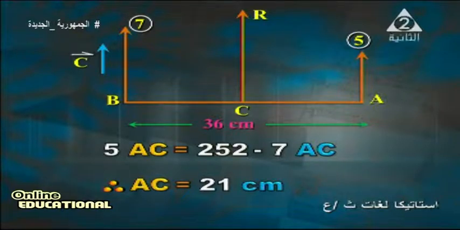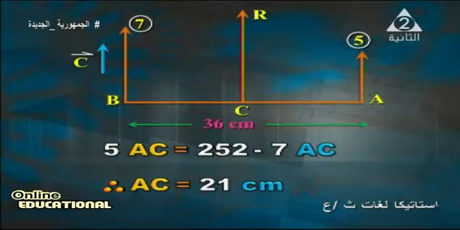My dear student, we can calculate AC by another method. We can suppose, or let, AC equal X. Then BC equals 36 minus X. Then multiply 5 times AC equals 7 times BC, or 5 times X equals 7 times (36 minus X). Then calculate the value of X, so AC equals 21 centimeters.